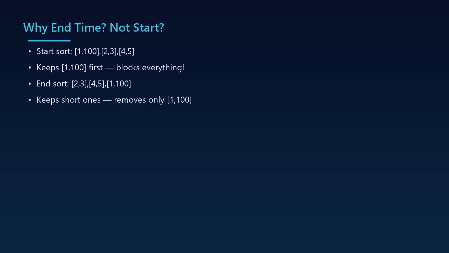Why sort by end time and not start time? Look at this example. Intervals 1 to 100, 2 to 3, 4 to 5. If you sort by start, 1 to 100 comes first. You keep it. Now 2 to 3 overlaps, remove. 4 to 5 overlaps, remove. 2 removals. But if you sort by end, 2 to 3 comes first, then 4 to 5, then 1 to 100. Keep 2 to 3. Keep 4 to 5. Remove 1 to 100. Only one removal. Sorting by end time always gives you the minimum removals.